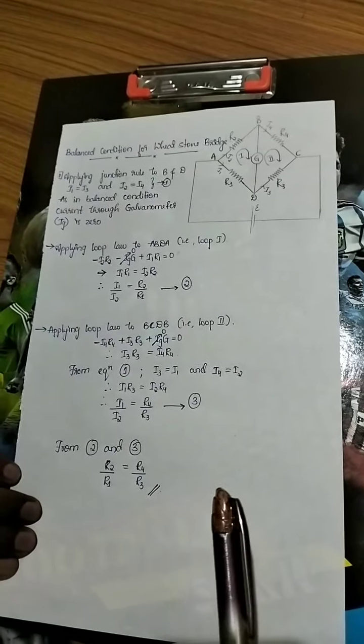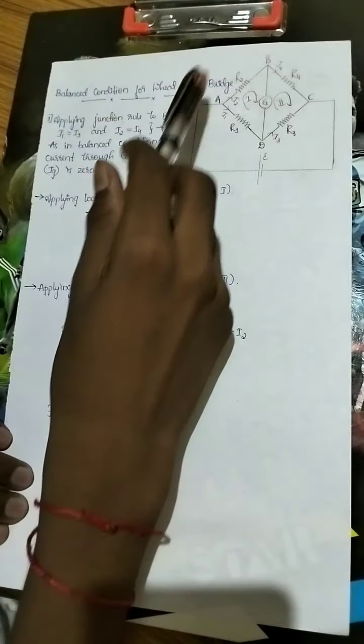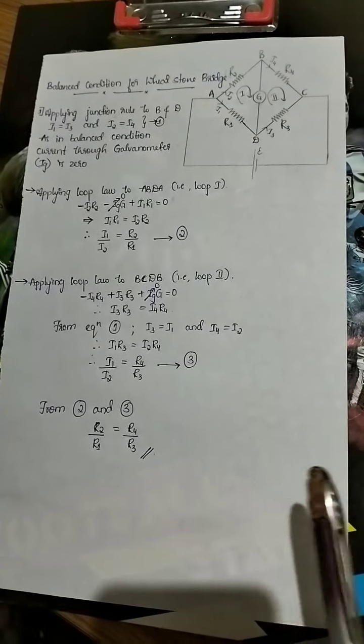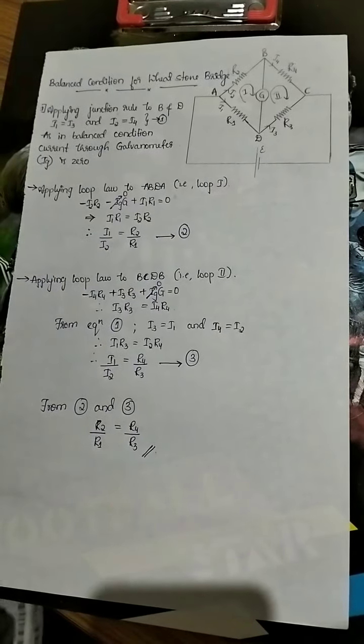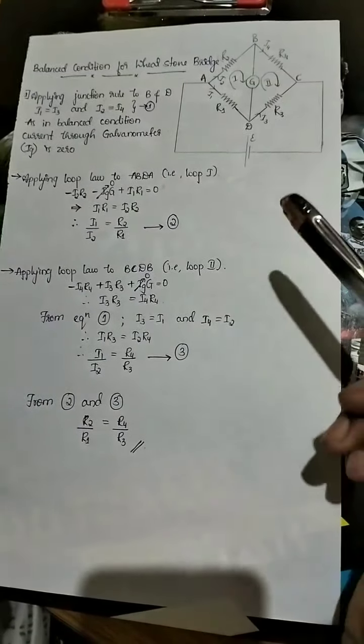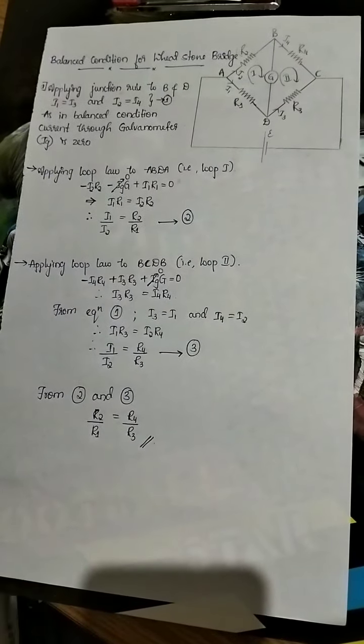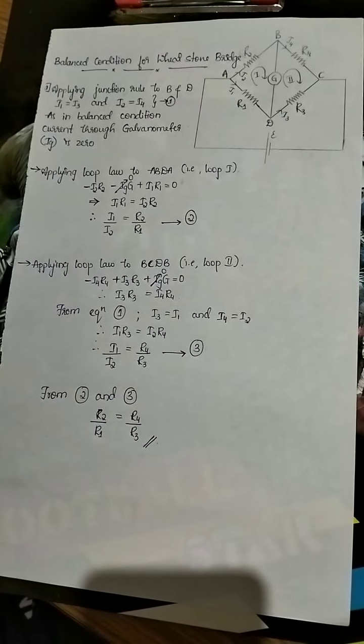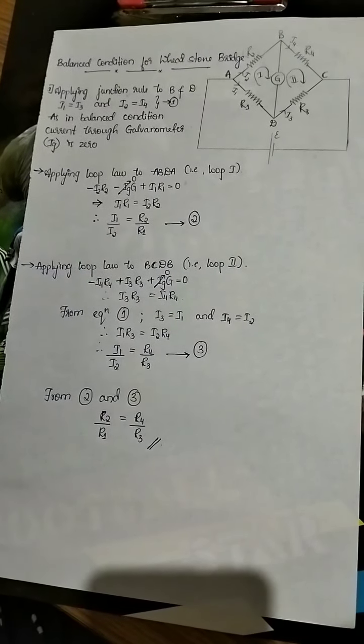Next, applying the loop law for the loop ABDA, we know from Kirchhoff's loop law that the changes of potentials across any loop in a circuit involving cells and resistors, the total potential change, the sum is equal to 0.